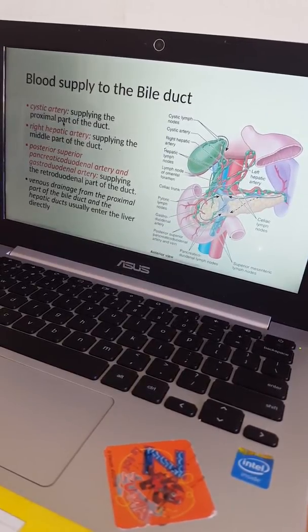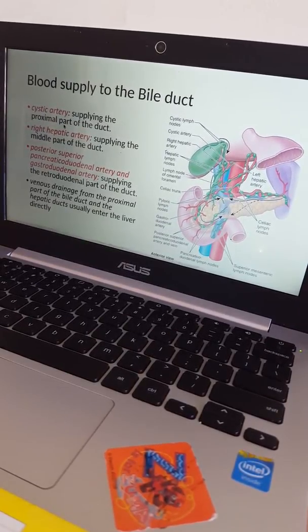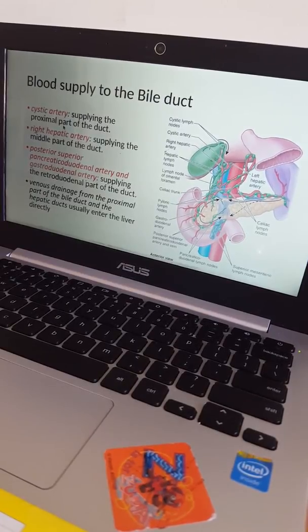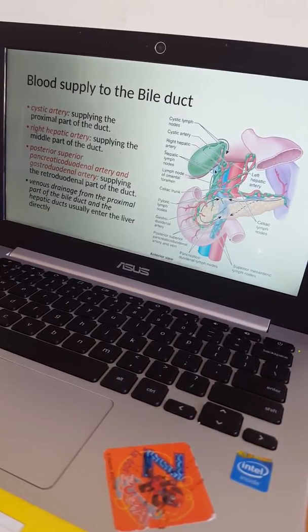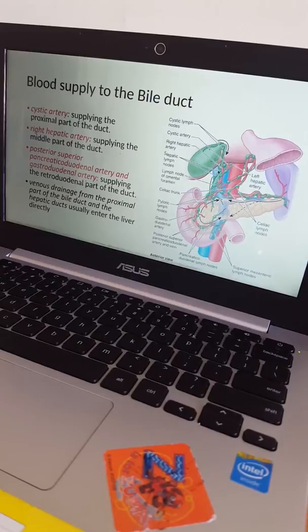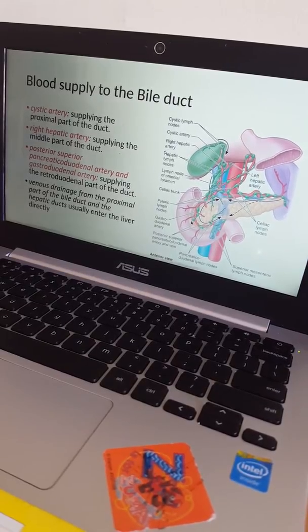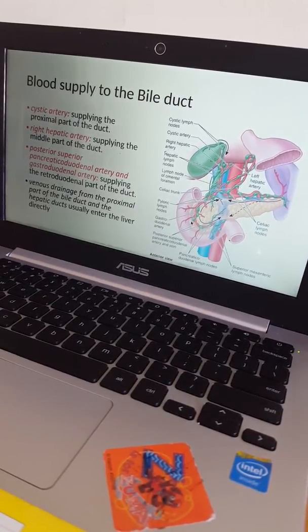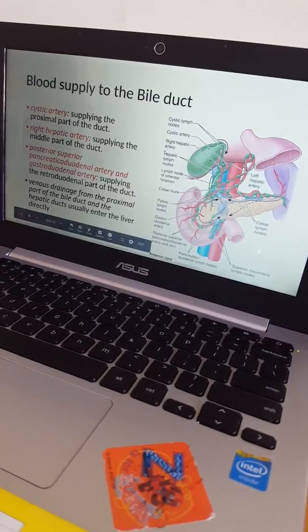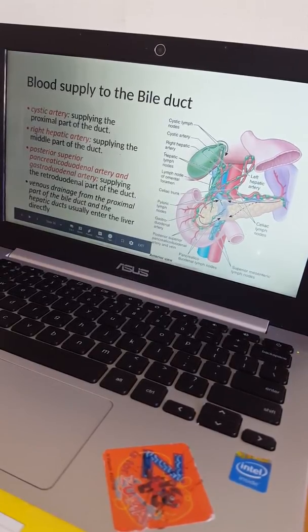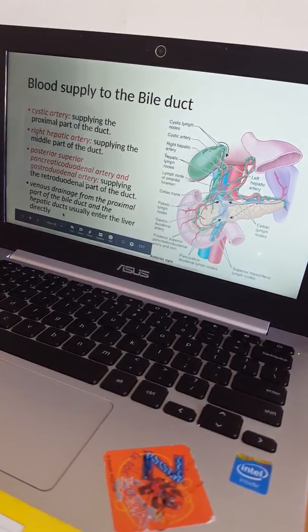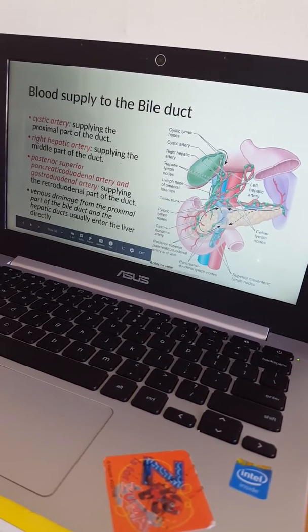They ask questions in the viva and in the short answer questions. You have to know the bile duct, its parts: superior part, middle part, and retroduodenal part. And venous drainage is from the proximal part of the bile duct, and the hepatic ducts usually enter the liver directly. So this is important from the exam point of view.